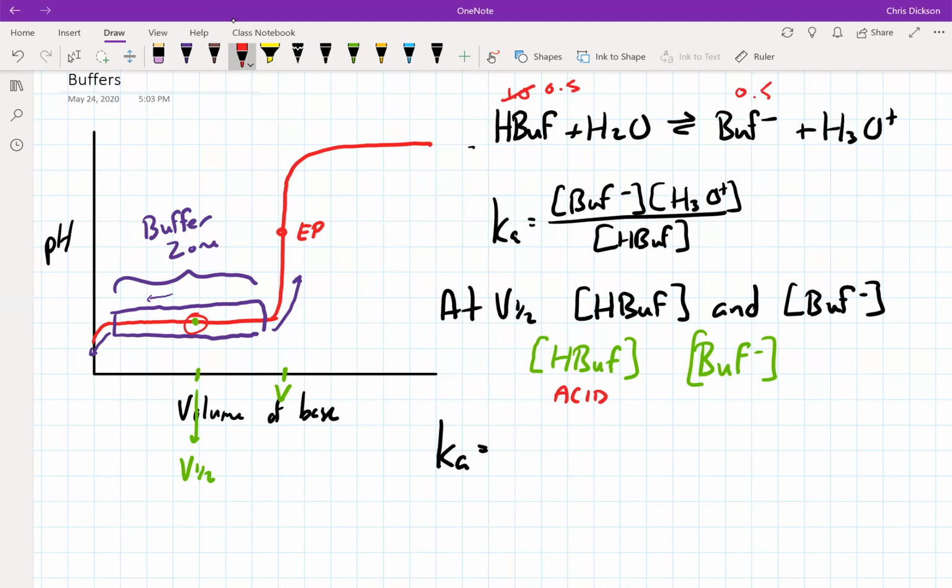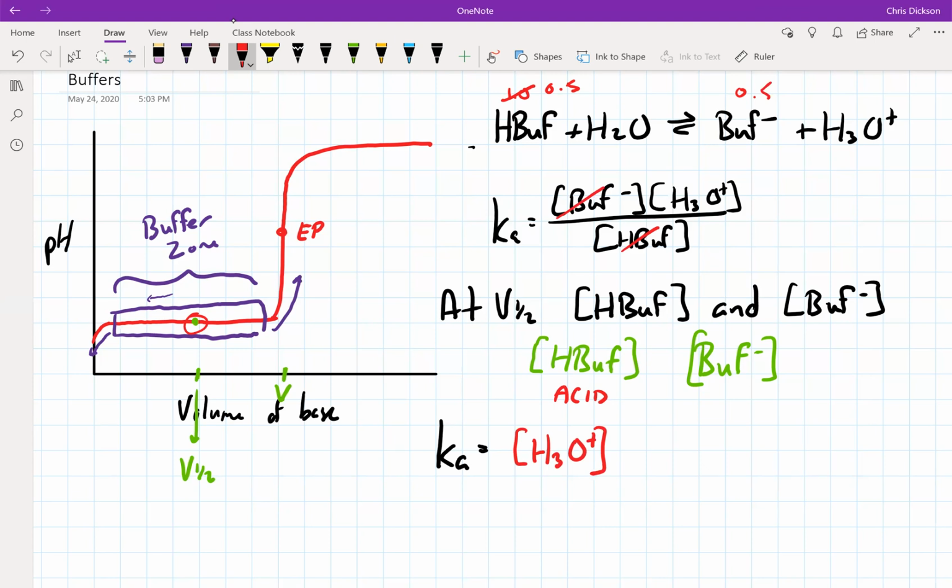So the V half is a useful tool because it helps us find the Ka, or the concentration of hydronium, because if those numbers are the same, they would cancel from the equation, and that would give us Ka equaling the concentration of the hydronium. And that would be for a buffer that's at the V half location.